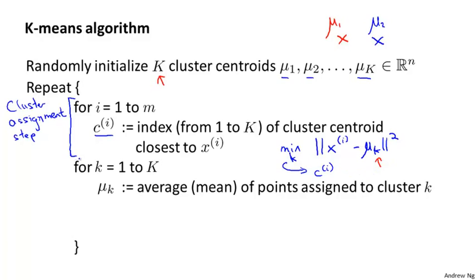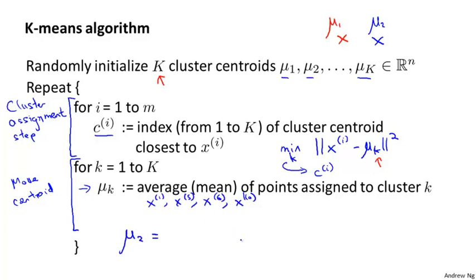The other inner loop of k-means does the move centroid step, and what that does is for each of my cluster centroids, so for lowercase k equals 1 through K, it sets mu k equal to the average of the points assigned to the cluster. So as a concrete example, let's say that one of my cluster centroids, let's say cluster centroid 2, has training examples 1, 5, 6, and 10 assigned to it.